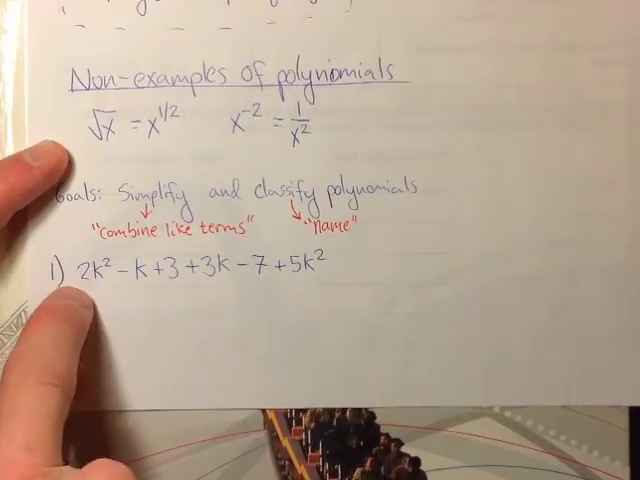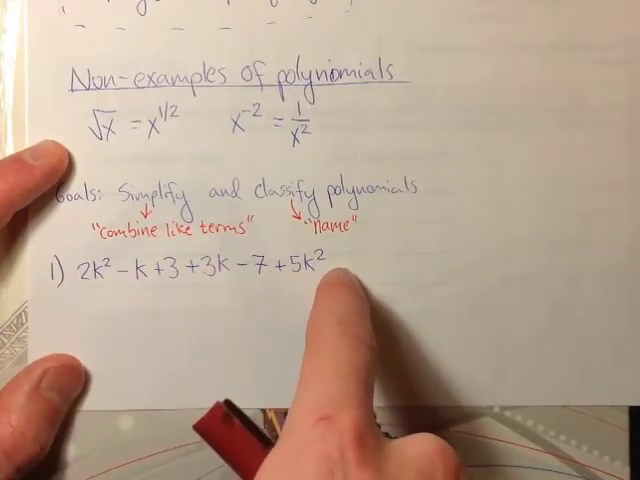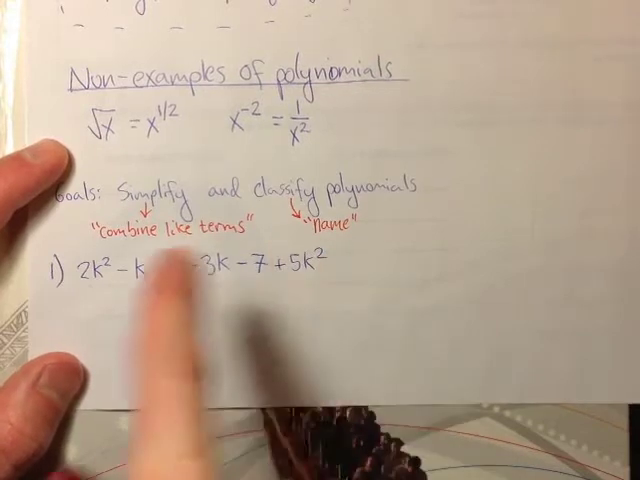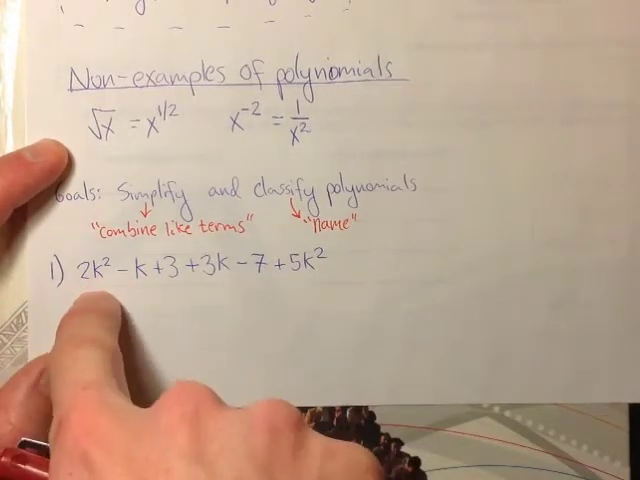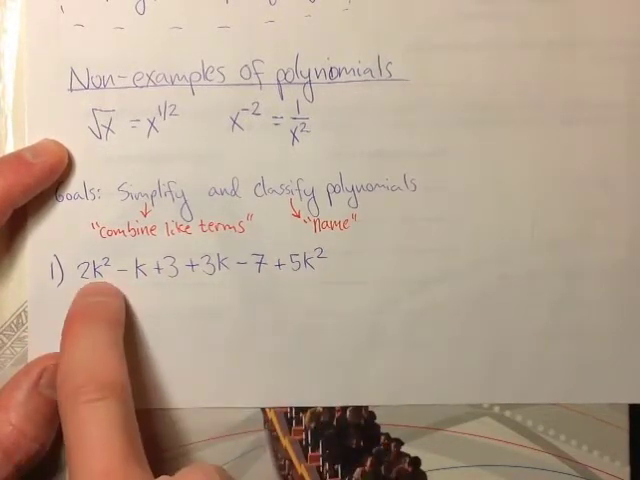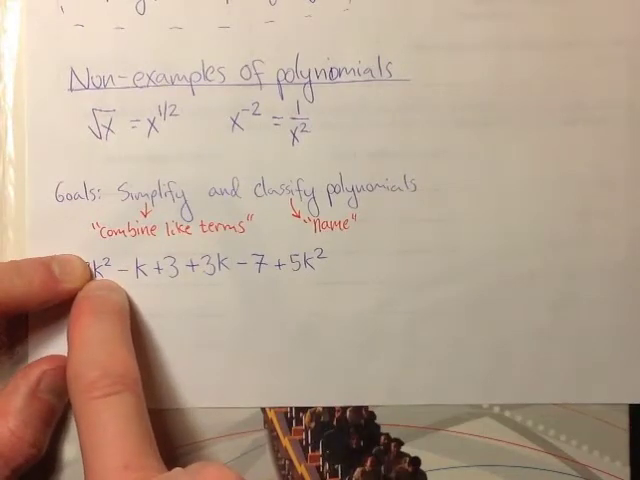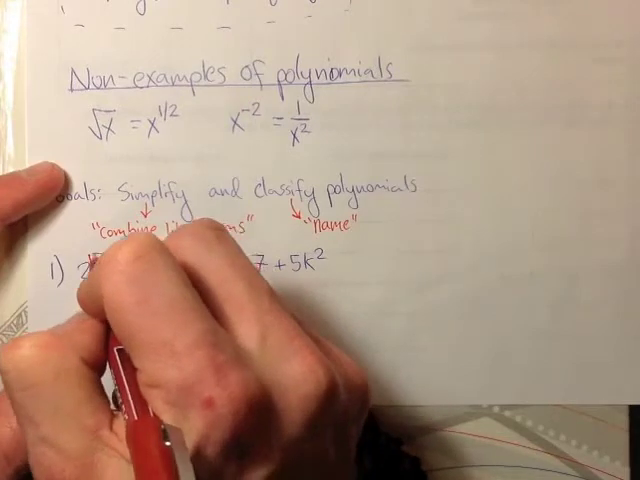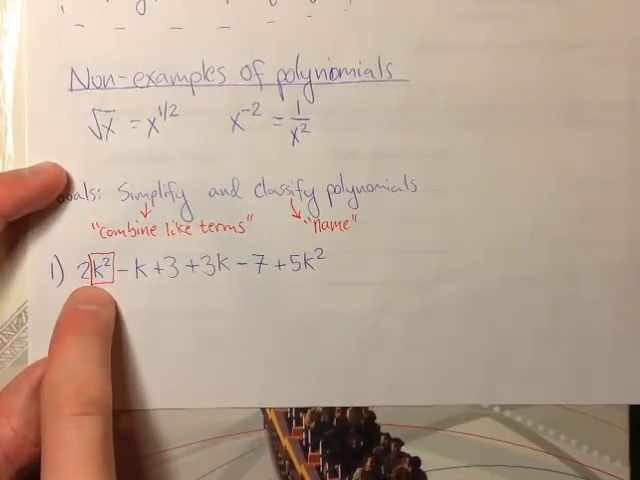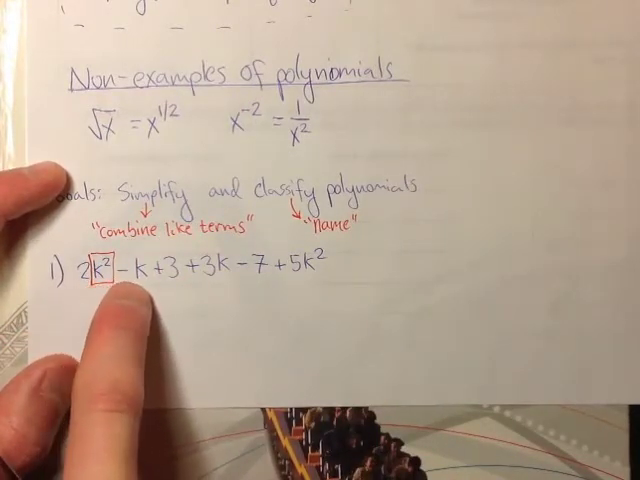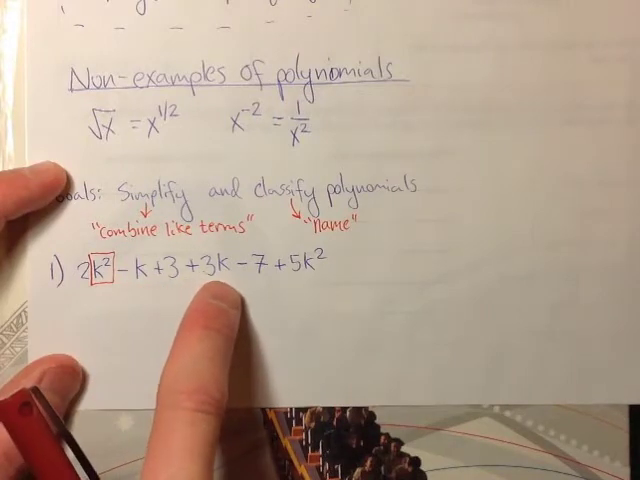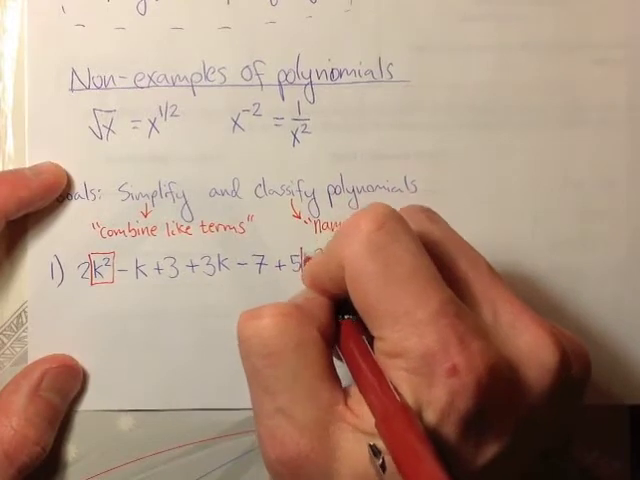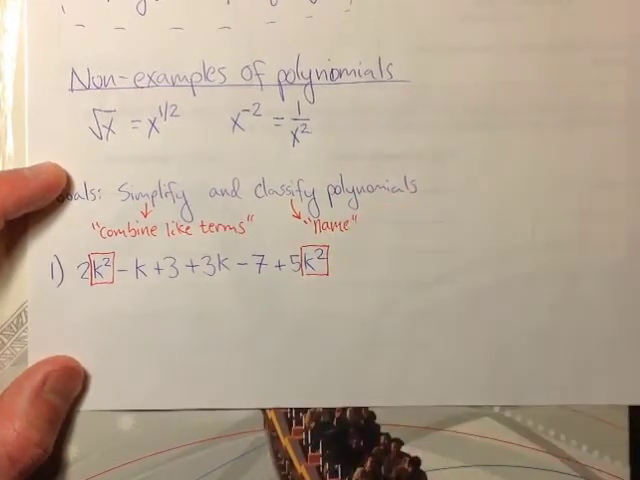I'm going to scan from left to right in here, and I'm going to identify like terms. So for example, I'm scanning, I see 2k squared. Now the k squared, let's say I'm going to put a box around it, k squared. Now I'm going to continue on to the right, and I'm going to look for other k squareds. Bing, bing, bing, right there, k squared. Okay, I'm done with that.